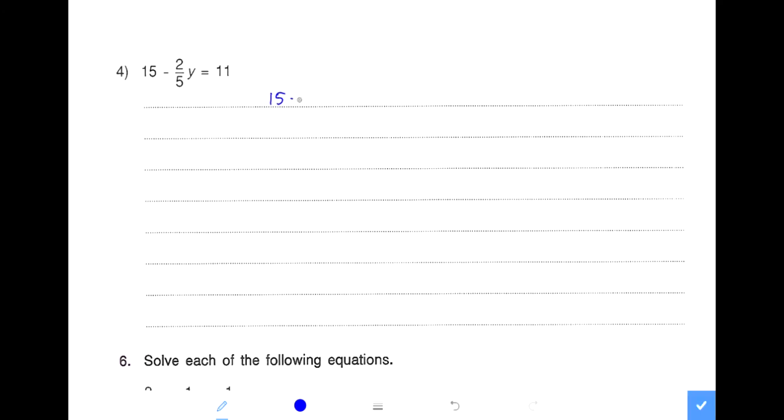Okay, 15 minus 2 over 5y, and that is equal to 11. So I'm going to do this: 2 over 5y is 11, right? This one is plus 15, so the opposite is minus 15. I'm going to write negative 2 over 5 y is 11 minus 15, which is minus 4.